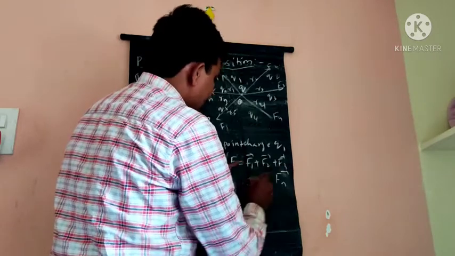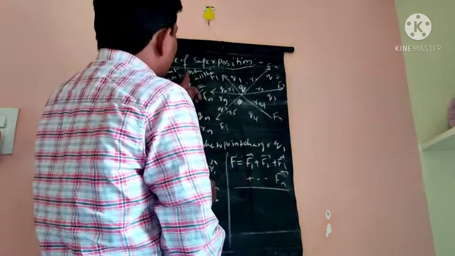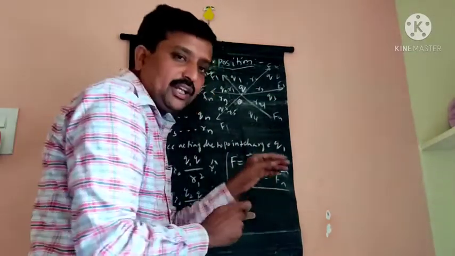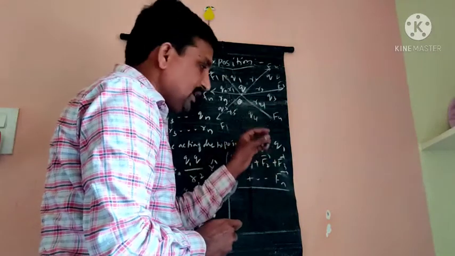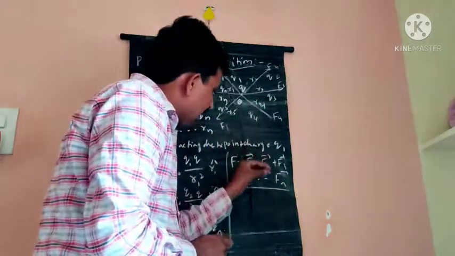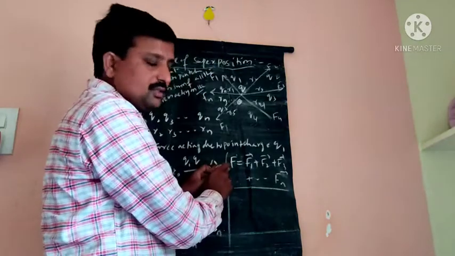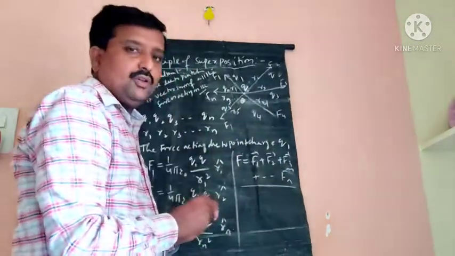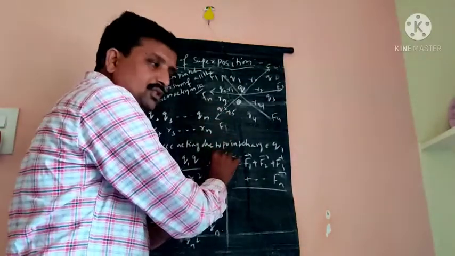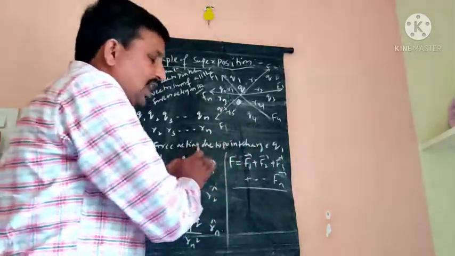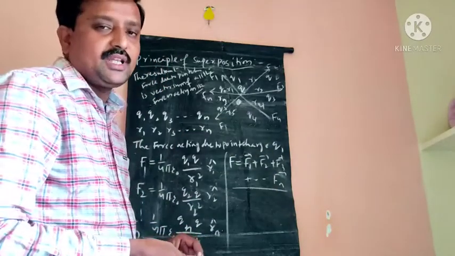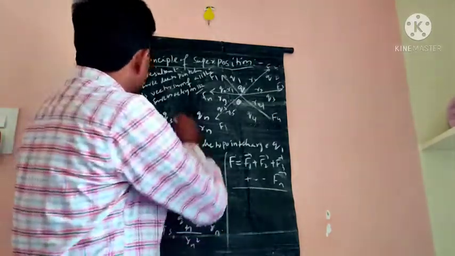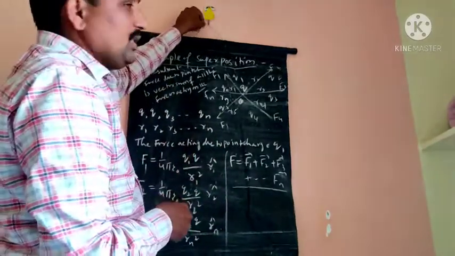Fn. According to the principle of superposition, the net force is the vector sum of the individual forces acting on that point charge. So the net force should be equal to the vector sum of individual forces acting at that point charge due to the respective charges. This is called the principle of superposition.